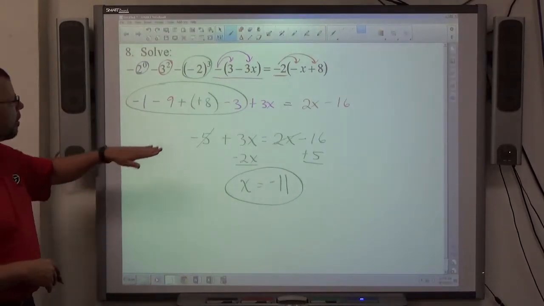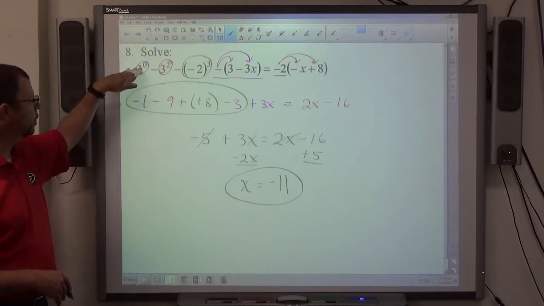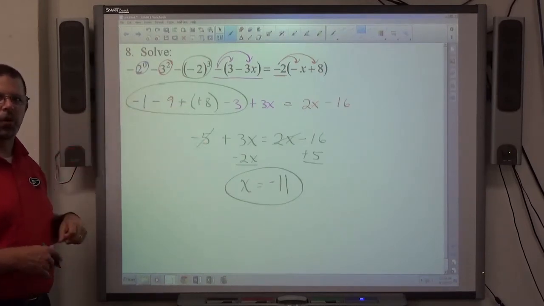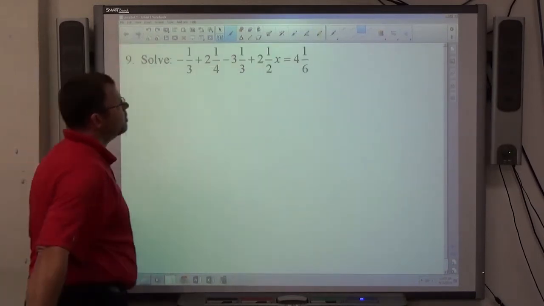The challenge of the problem does not lie here, it lies up here in the simplifying. So be careful in that step, going from here to here, and then from here to here, completely simplifying it. The leftover equation should be pretty basic for anybody in this class.